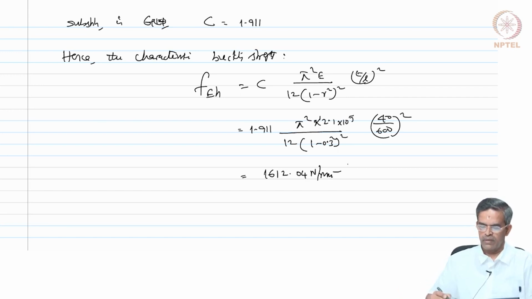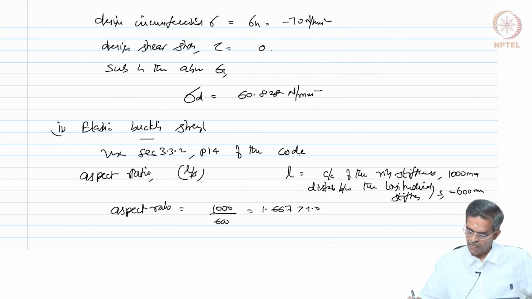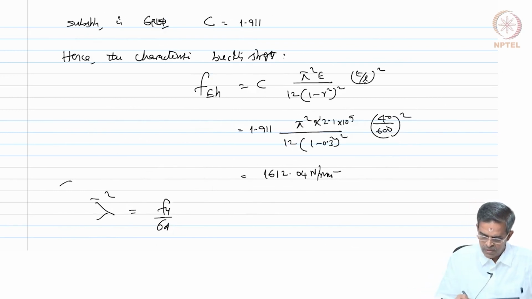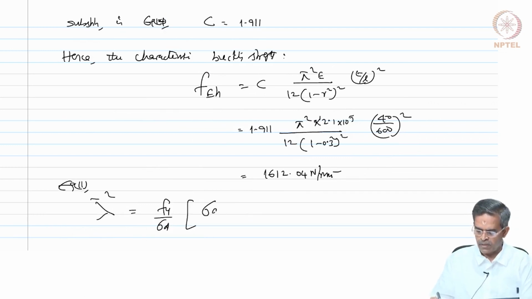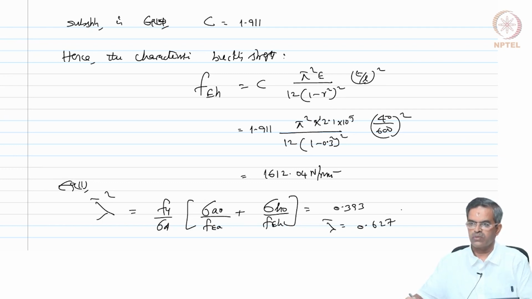Now friends, lambda bar square is given by Fy by sigma d. See this equation 11. So, substituting in equation 11, Fy by sigma d, sigma AO by FEA plus sigma HO by FEH, which is 0.393, and therefore, lambda bar will be 0.627.